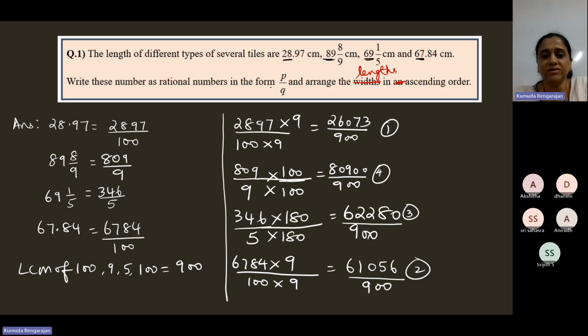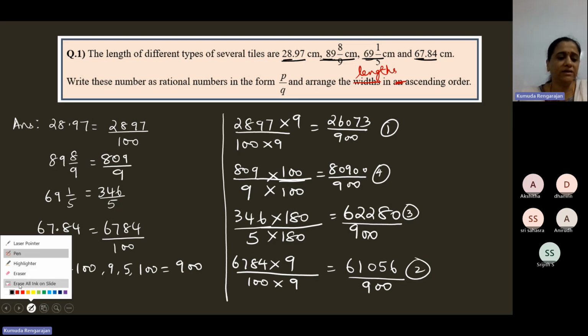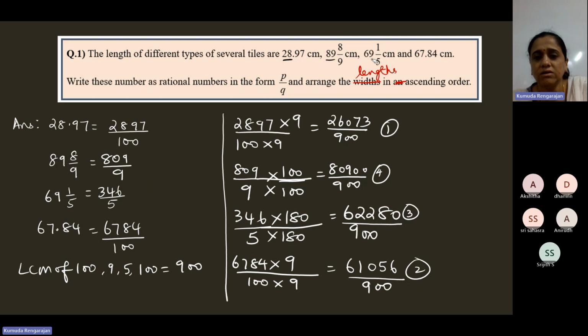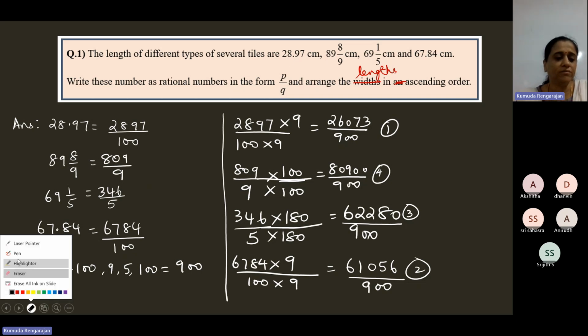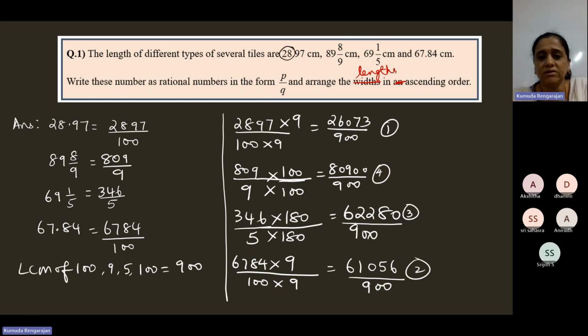Listen to what I have to say. You don't have to go through this procedure at all. If these numbers are given to you to compare and arrange in ascending order, you can do it directly without using LCM, because this is 28, this is 89, this is 69, and this is 67. So obviously 28 is first, 67 is second, 69 is third, and 89 is the fourth one. But in the question, we have this instruction, write these numbers as rational numbers in the p by q form. So we had to do all this.